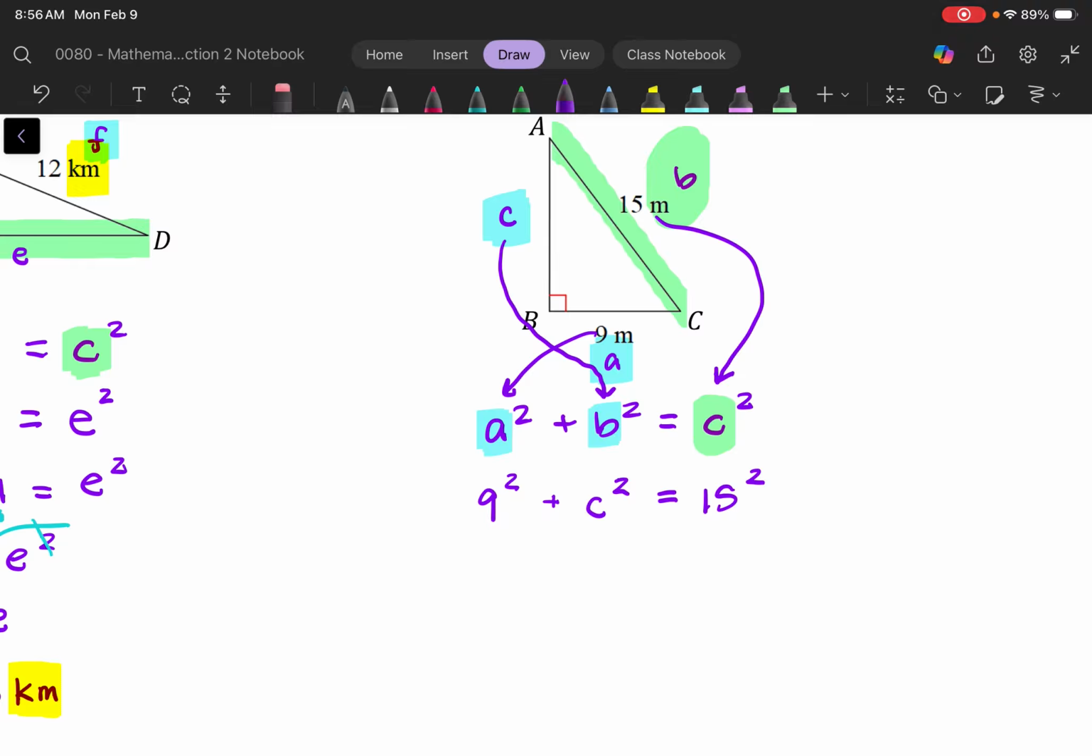Questions like this one, where the labeling is different than the actual original Pythagorean theorem, really screws with people. So I really want to make sure that you understand that what we've got has to go in specific spots, and we're not just filling in numbers or letters randomly.